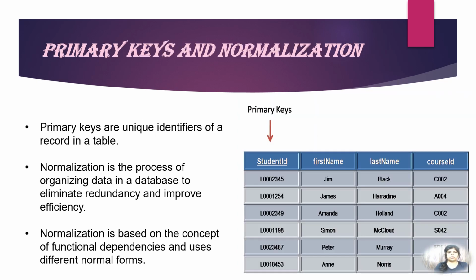Primary keys and normalization. Primary keys are unique identifiers of a record in a table. Normalization is the process of organizing data in a database to eliminate redundancy and improve efficiency. Normalization is based on the concept of functional dependencies and uses different normal forms. Here we can see the table, in which there are four columns: student ID, first name, last name and course ID. And the student ID is the primary key. Each and every student has their own ID, so it is known as the primary key.